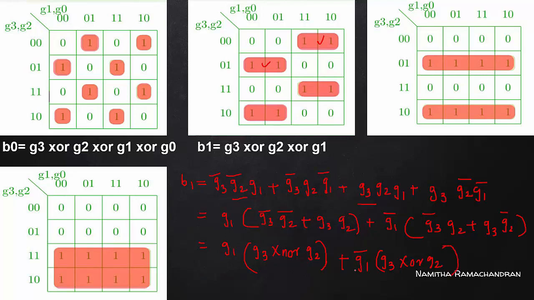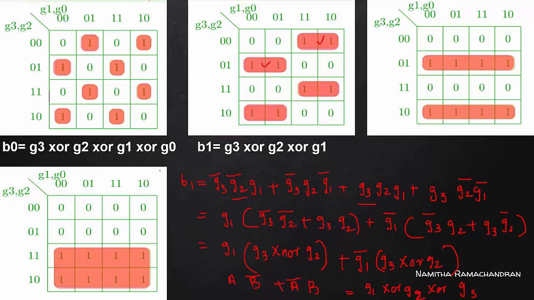So consider this expression. This is actually of the form A, B complement or A complement, B. Take A as G1, and B as G3 XOR G2. So here it is G3 XNOR G2. XNOR means complement of XOR. So this is of the form A B complement or A complement B. So the exact expression is G1 XOR G3 XOR G2.